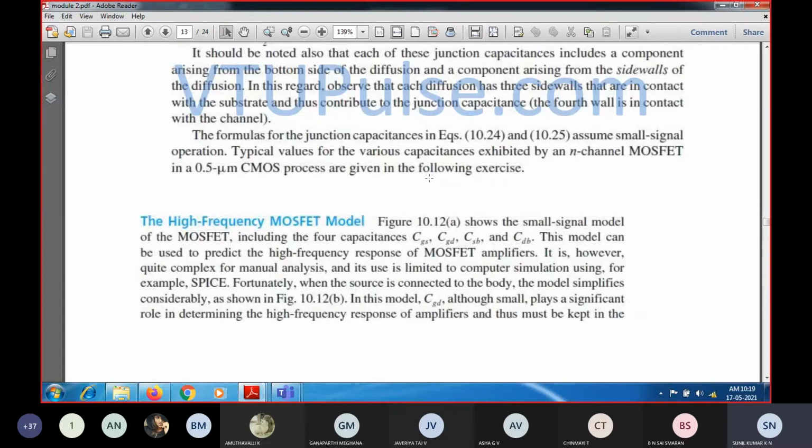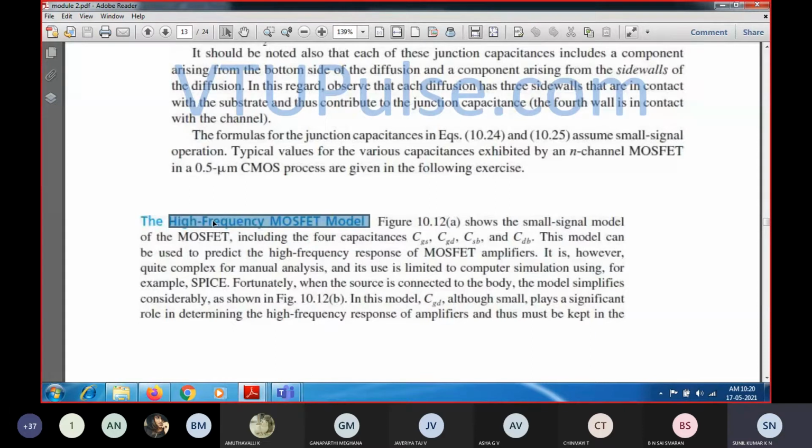So because of that, we are going to see the performance of the MOSFET at high frequency, and how the amplifier's output voltage, input current, and output current are going to vary. We need to find that out. So because of that, we are going to develop another model, which is nothing but a high frequency MOSFET model.